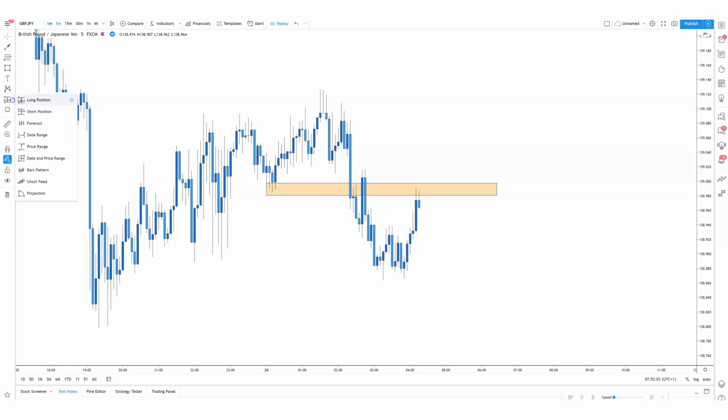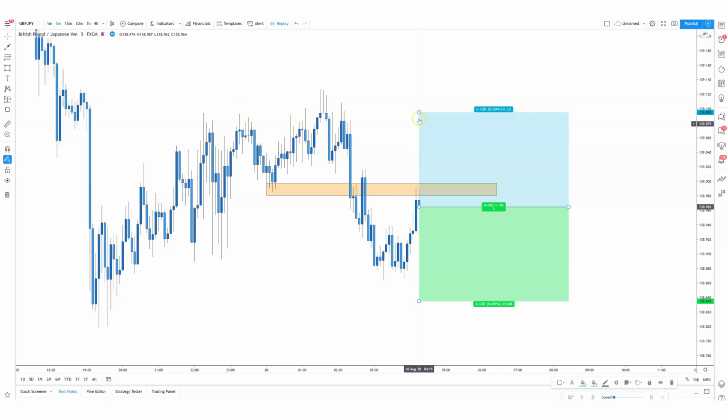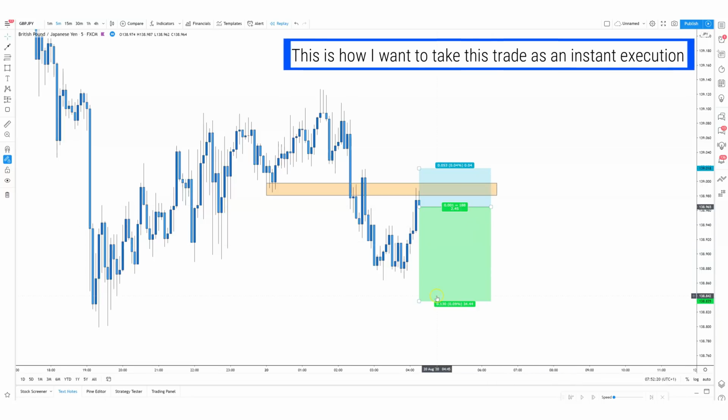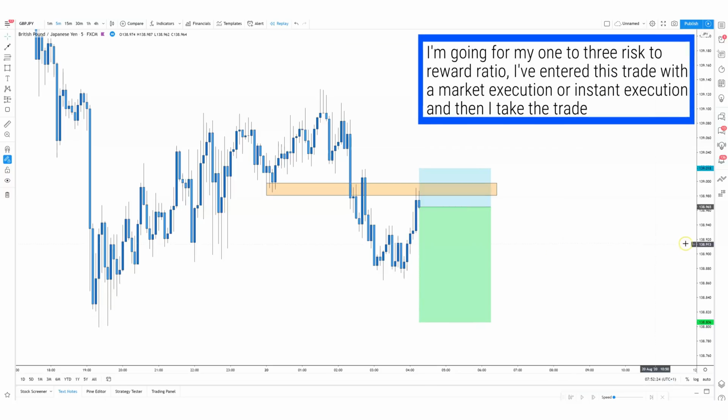Now, let's say I see this here in the market: price has pushed into this level strong. We have a wick rejection and we have a strong bearish candle to the downside. Now, if I take this trade and I place my stop loss above this structure, let's just say we pop it above this level here. It doesn't need to be huge. And this is how I want to take this trade, as an instant execution. I'm going for my 1 to 3 risk to reward ratio.